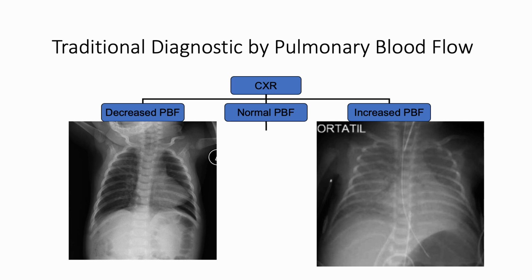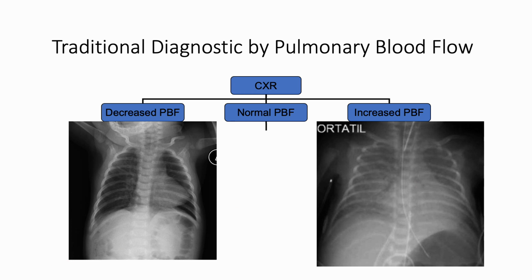So if you take the traditional diagnostic route by pulmonary blood flow methodology, you take a chest x-ray for the child and you look, is this oligemic lungs, meaning decreased pulmonary blood flow? Look how dark the lung space is. Or is this increased pulmonary blood flow? Look at how much more blood flow there is to the lung. So that is the traditional approach. Is this oligemic or more blood out to the lungs?